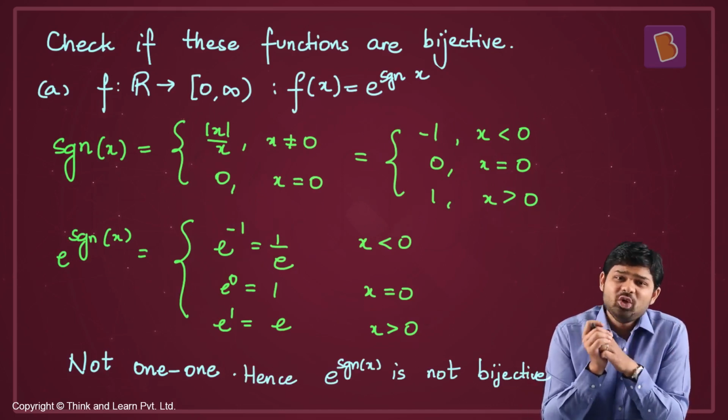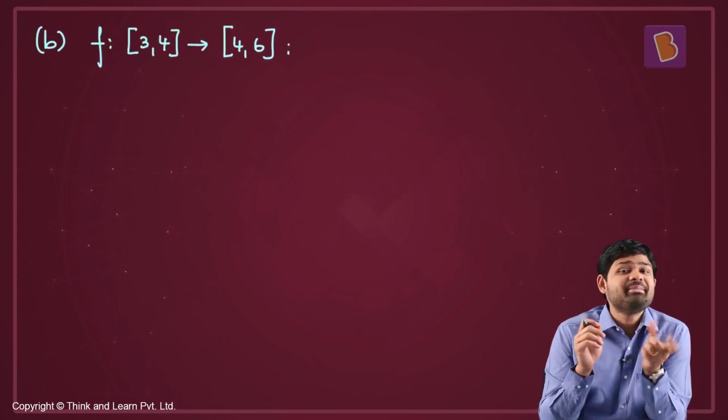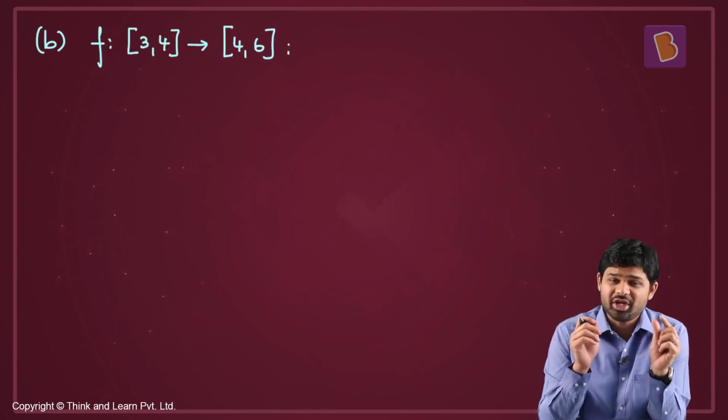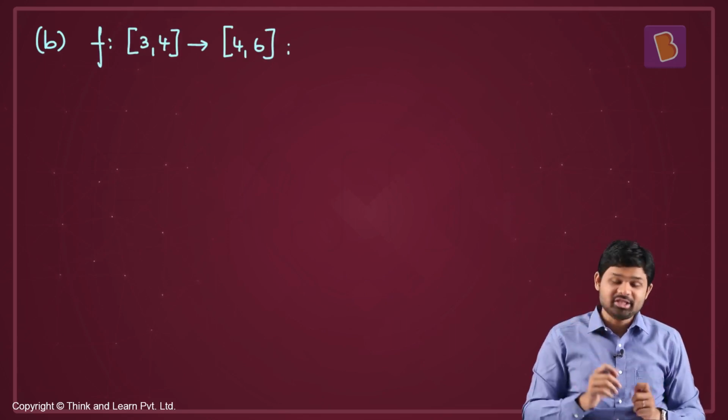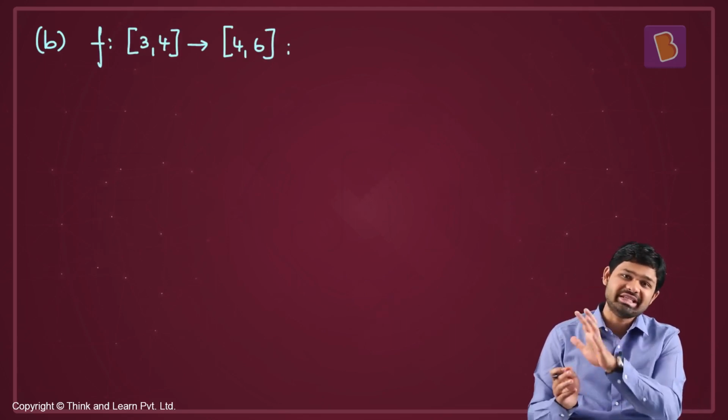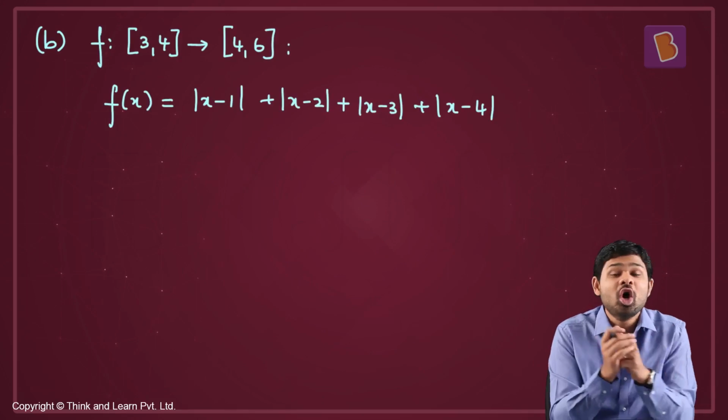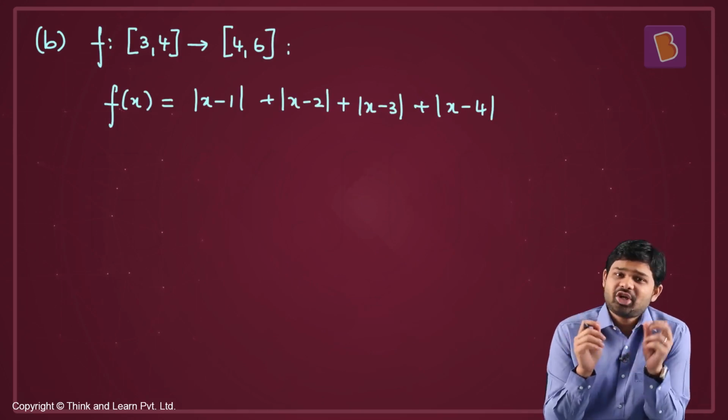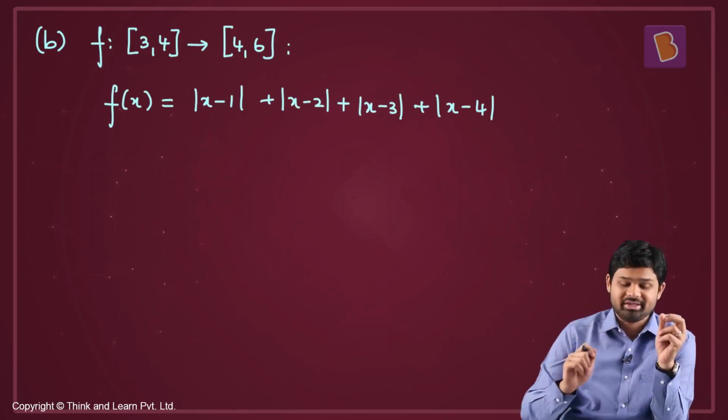Let's move on and look at option B. Now in option B, we've been given a function which is defined between 3 to 4. The domain is 3 to 4 and the codomain is 4 to 6. The definition of the function is this: it's a sum of 4 moduli. So now let's try and evaluate these 4 moduli here.